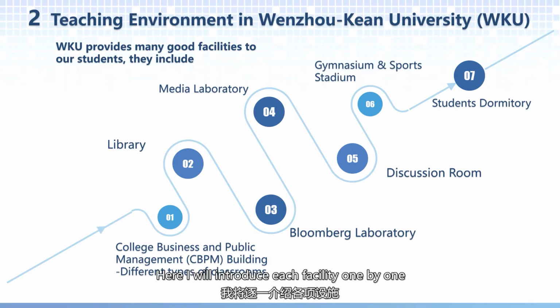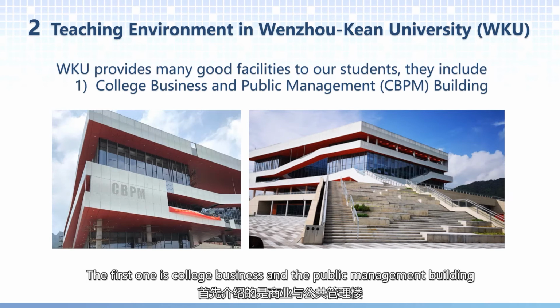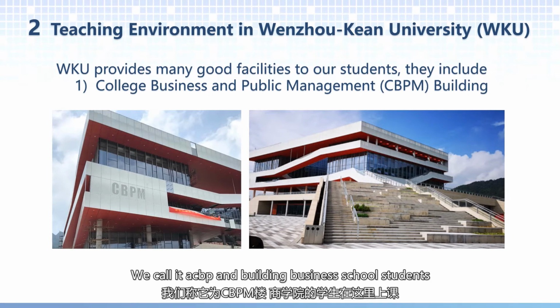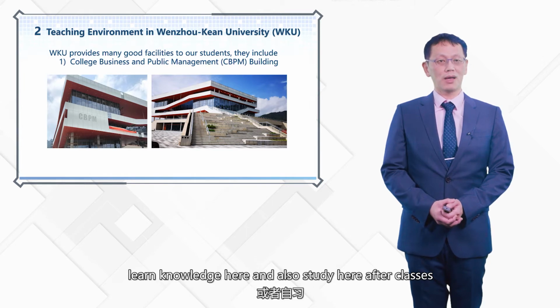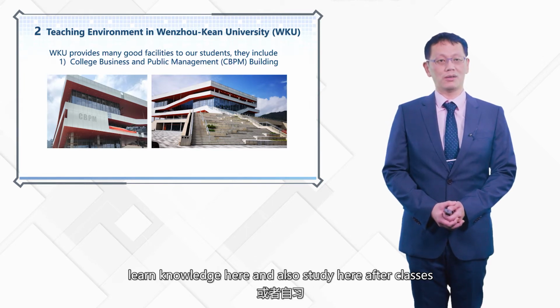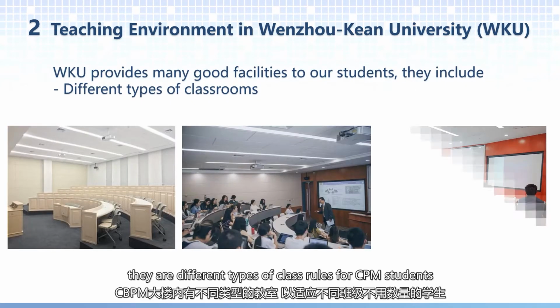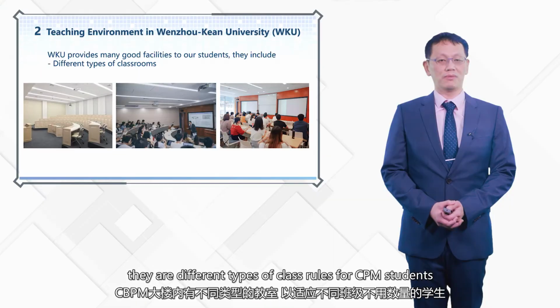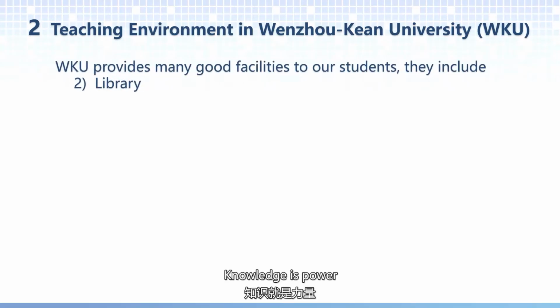WKU University provides many good facilities for students. Here, I will introduce each facility one by one. The first one is the College Business and the Public Management Building. We call it the CBPM building. Business school students learn knowledge here and also study here after classes. In addition, there are different types of classrooms for CBPM students. They can study together. Knowledge is power.